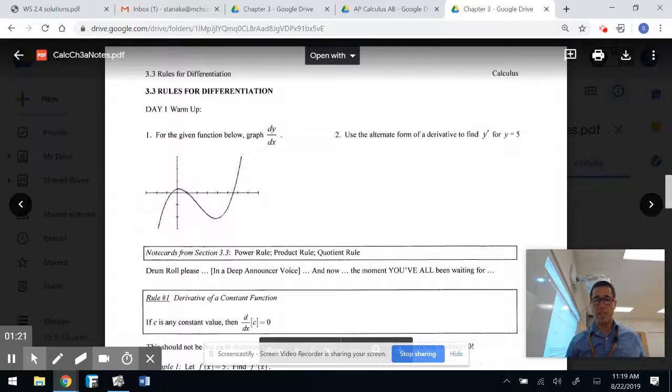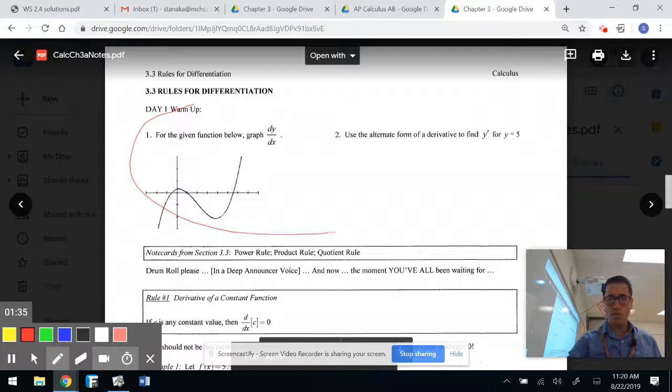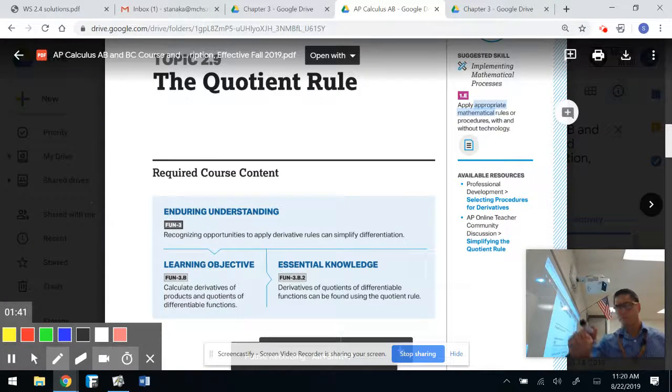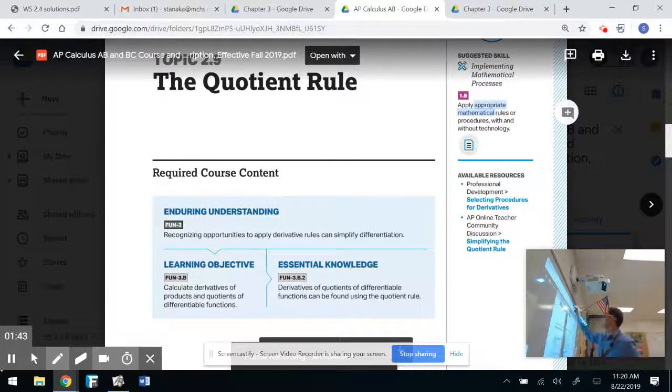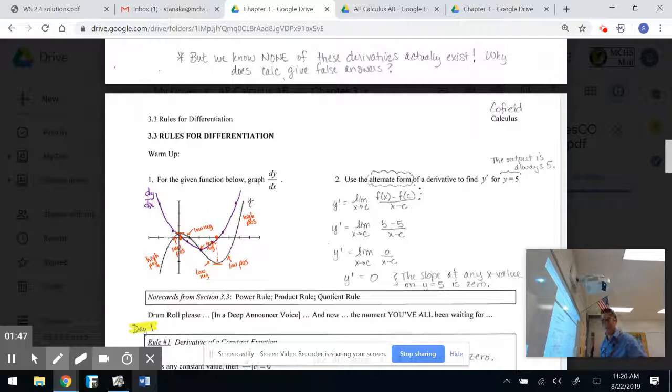Rules for differentiation. What I want you to do is hit pause and do this warm-up here. Hit pause, do it, and then I'm going to have the answer when you hit play again. Okay, so I'm going to reveal the answer to what I just asked you to do.